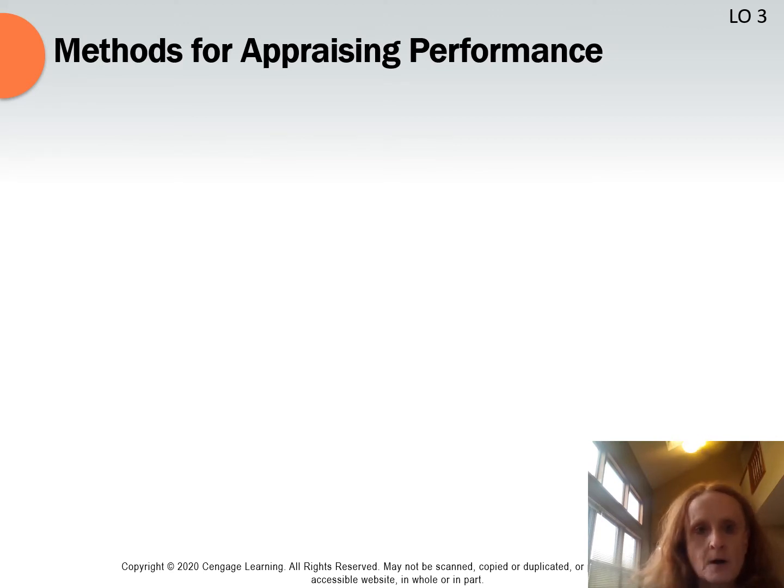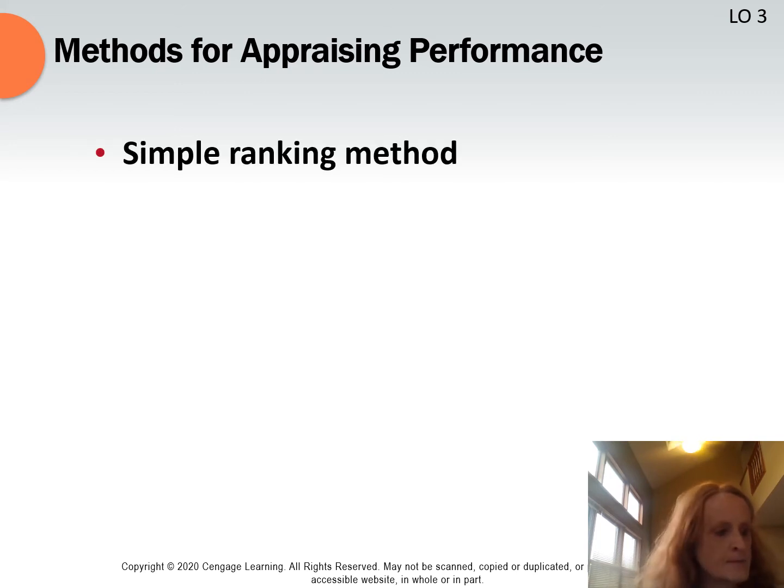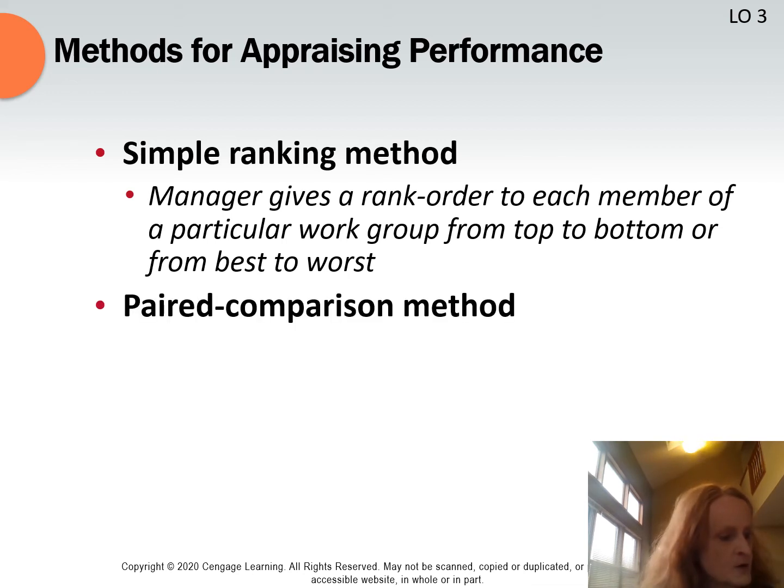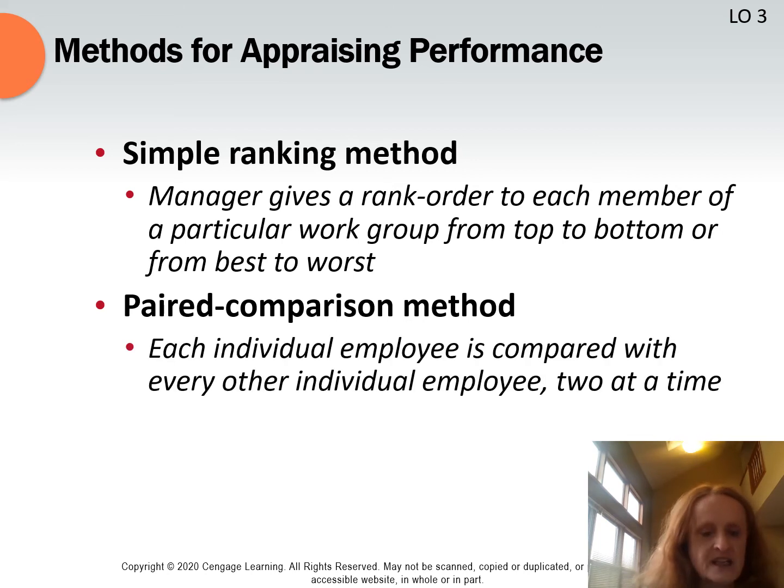Okay, now we're going to talk about various methods for appraising performance. There's one called a simple ranking method. Actually, all the next ones I'm going to talk about in this slide are types of ranking methods. This simple ranking method is when a manager gives a rank order to each member of a particular work group from top to bottom, or from best to worst performer. The next one is a paired comparison method. That's when each individual employee is compared with every other individual employee, two at a time. This technique is simply an alternate way to generate rankings, basically.